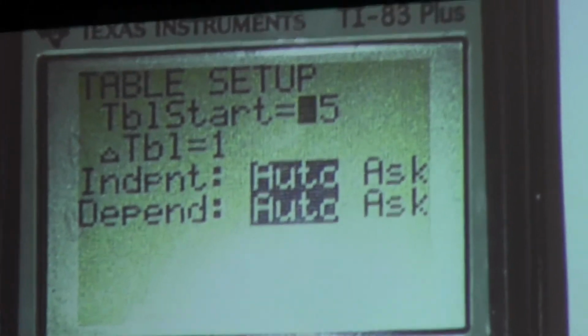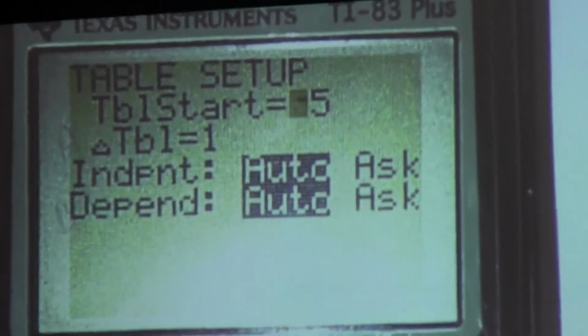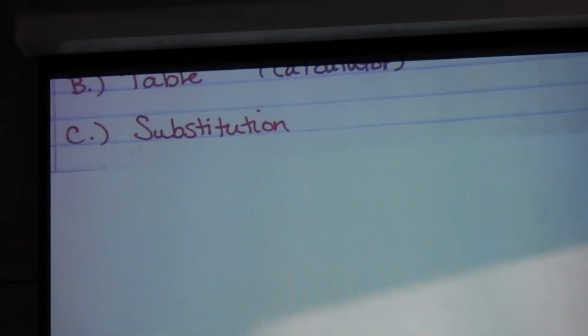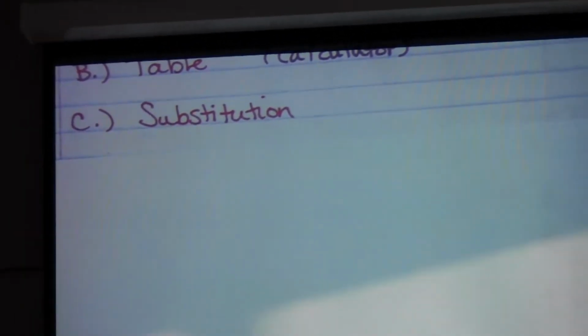Questions about tables or graphing? No questions. All right, then the last of our notes for today are on solving systems by substitution. So we won't need our calculator to solve by substitution because we're going to do them mathematically when we solve by substitution.